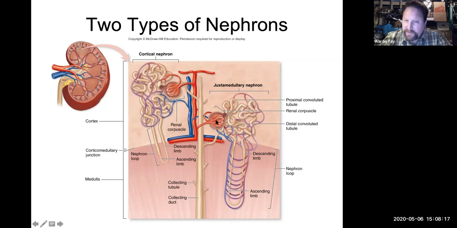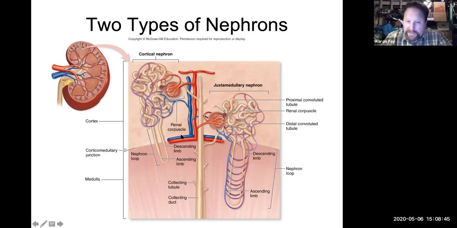But this tube leaving the renal corpuscle eventually comes diving down to form the descending limb of the nephron loop, swings up to make the ascending limb of the nephron loop, and then it connects to the distal convoluted tubule, and the distal convoluted tubule will connect to the collecting duct. And the collecting duct is going to run all the way down and eventually connect to that renal papilla.